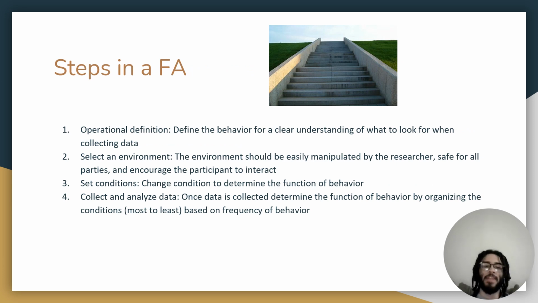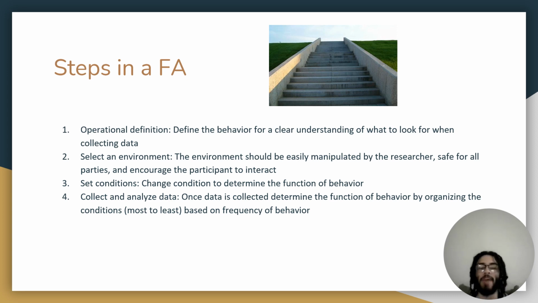Now we're going to go over the steps in a functional analysis. First, you have to make an operational definition for the behavior that you're going to be observing, as well as how you're going to collect data for this behavior. Next, you're going to select an environment. This environment should be easy to manipulate and it should be safe for everyone involved. It should also encourage the participant to want to interact with the environment as well as the various stimuli in that environment.